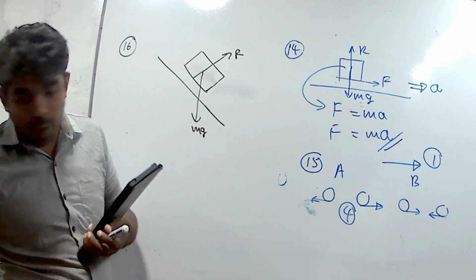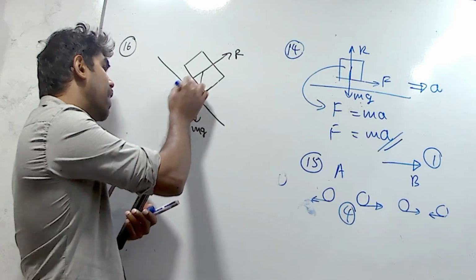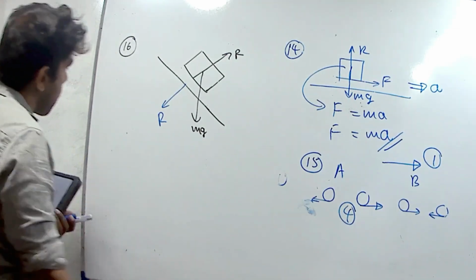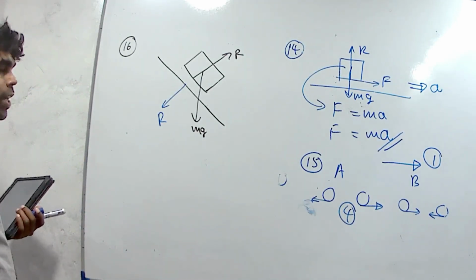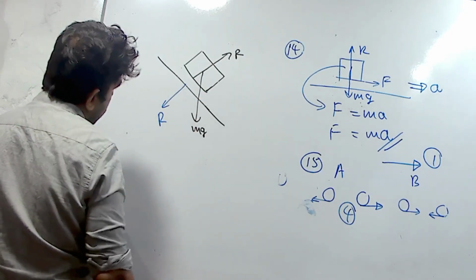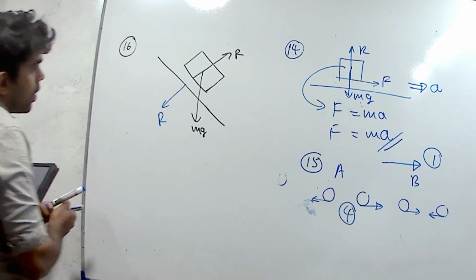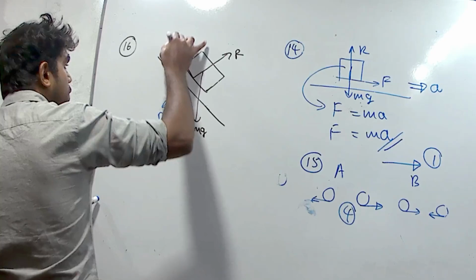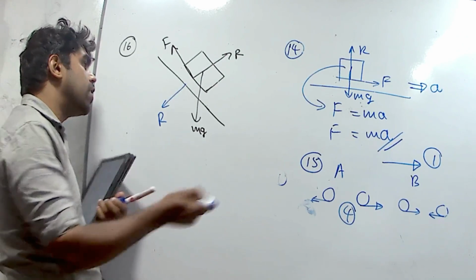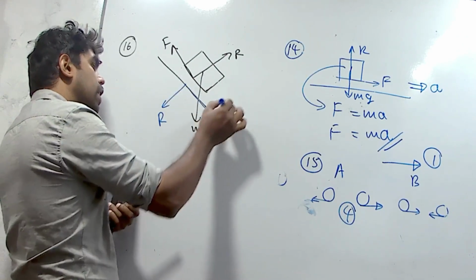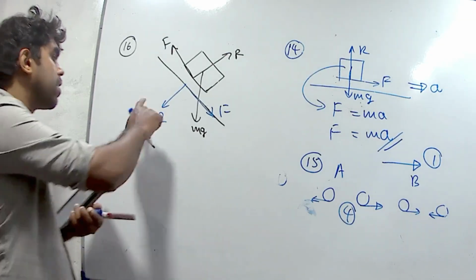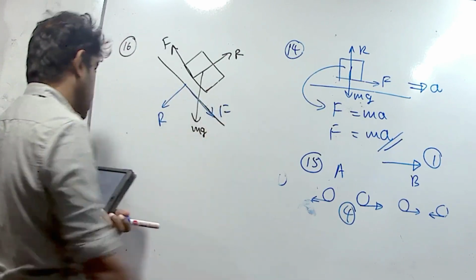Therefore, the force on the inclined plane by the object should be equal and opposite to the reaction. And there is another force. If it is at rest, there should be a frictional force. Then there is an equal and opposite frictional force on the inclined plane. Then the force exerted on the inclined plane is the resultant of these two forces.